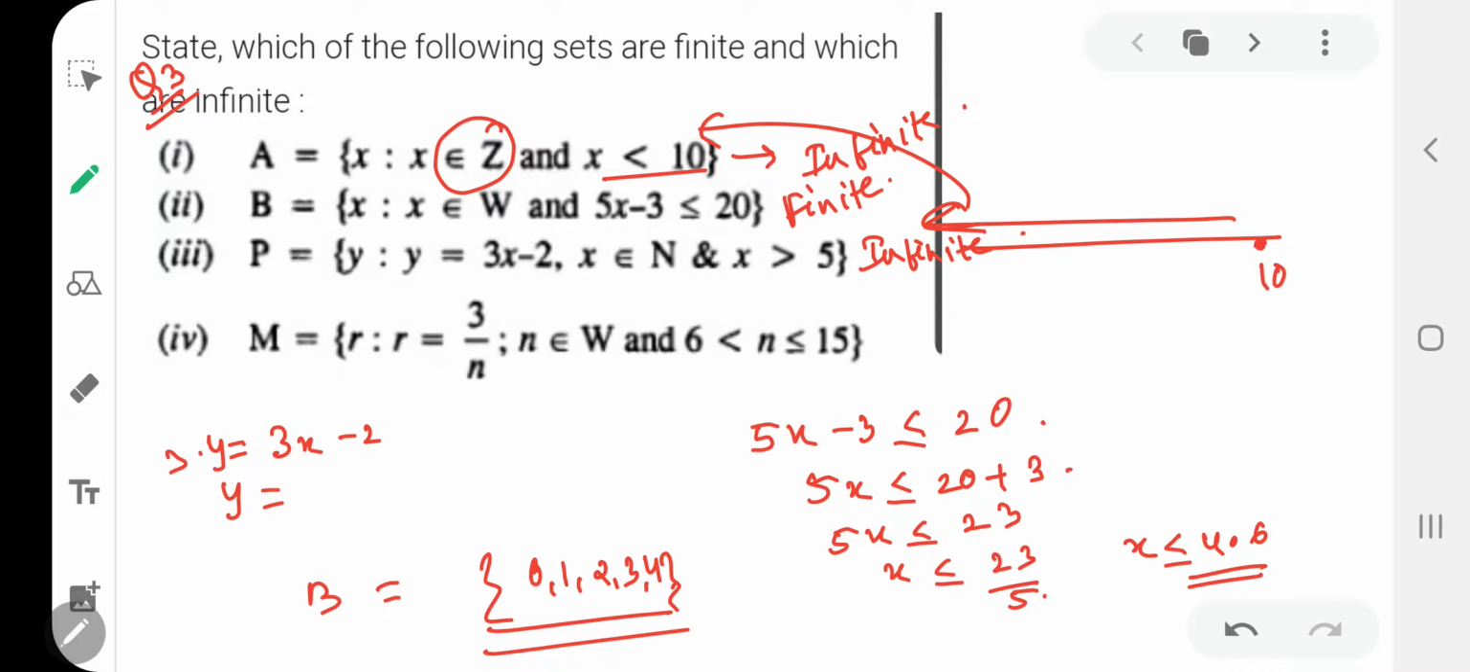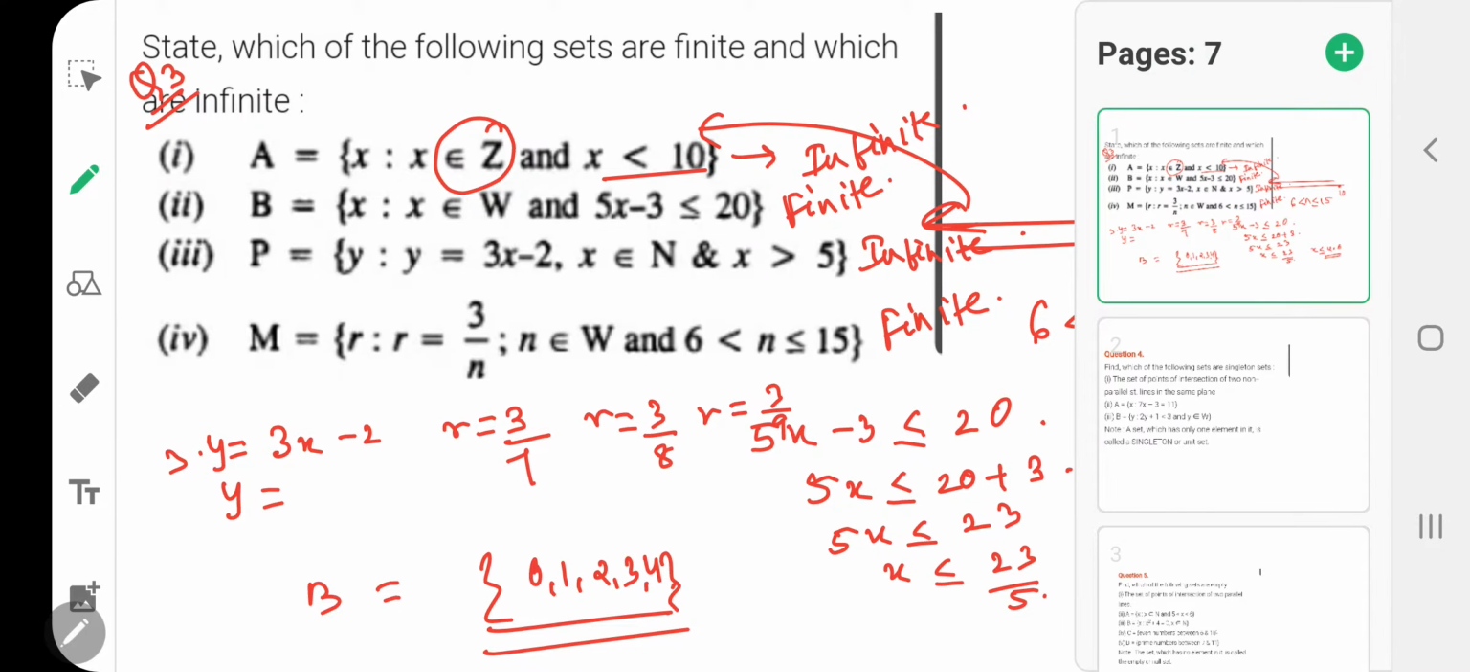Next, fourth, we have M is a set of R such that R is equal to 3 upon N and N belongs to whole numbers. And then you have a limitation of N, that is N is less than or equal to 15 and it is greater than 6. So can I take 7? So the first fraction is 3 upon 7. Your next fraction is 3 upon 8. Your next fraction is 3 upon 9. Till where do you have to go? 3 upon N means less than or equal to 15. Till 15 you have to take. My dear kids, again you will get the fractions and they will be limited. So such a set is called a finite set.